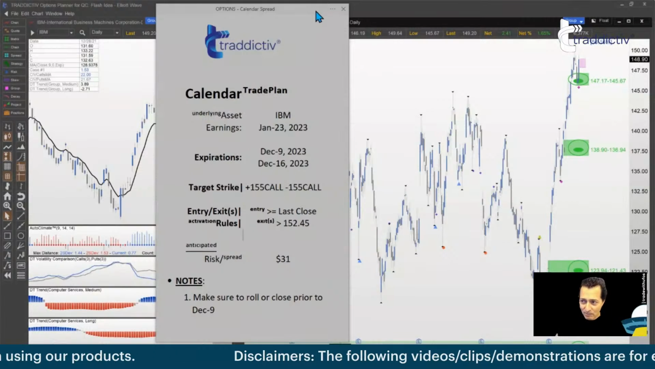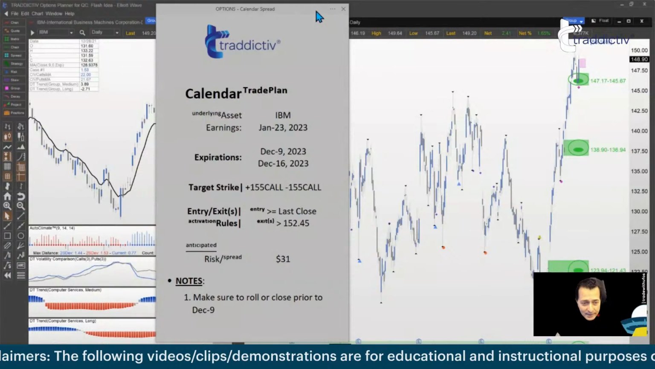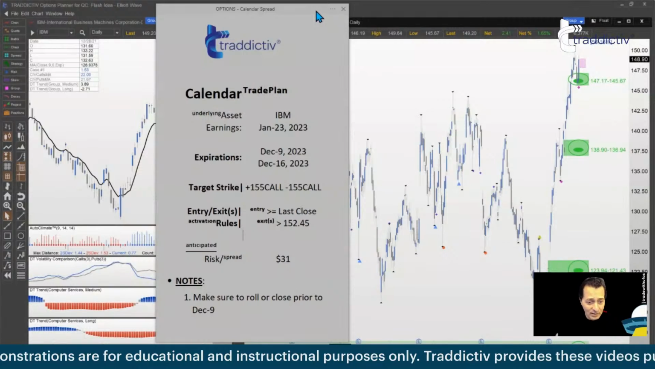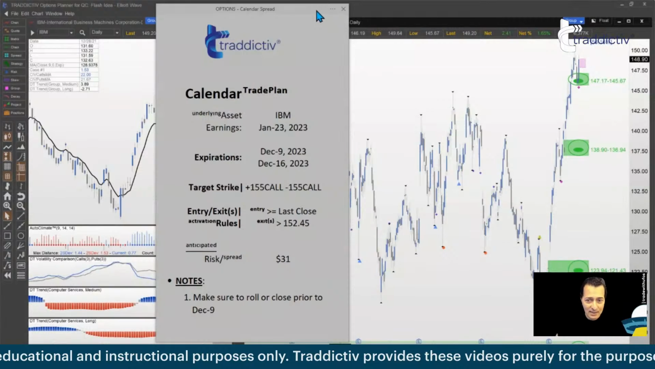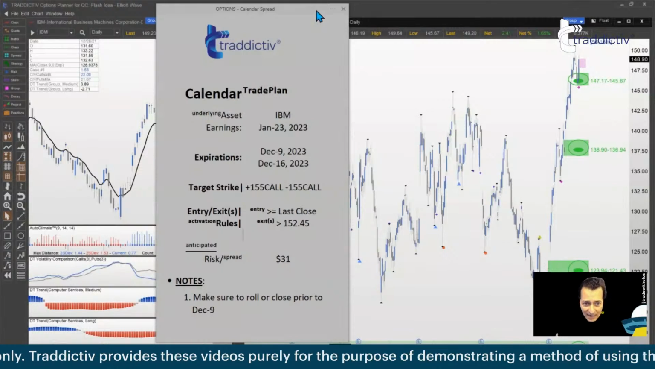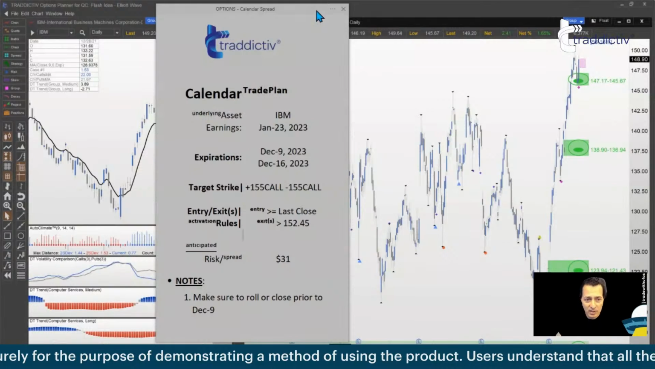So the trade plan, as you can see on the screen, is going to be a calendar spread on IBM. You have all the parameters on the screen. I will explain the rationale behind the trade, but again, the parameters are on the screen. We are talking about trading IBM, which will report earnings on January 23.